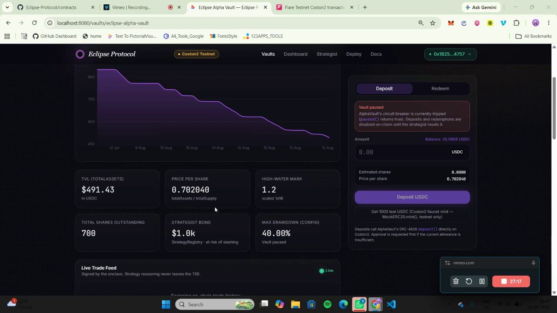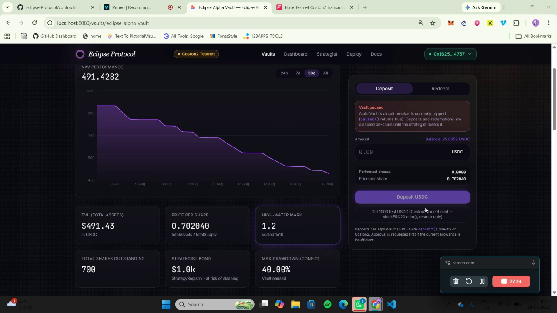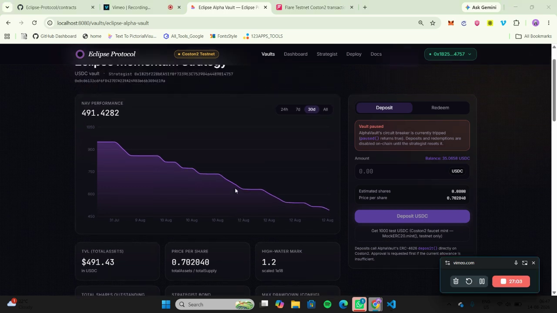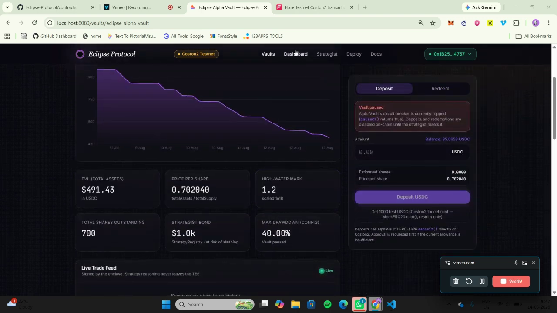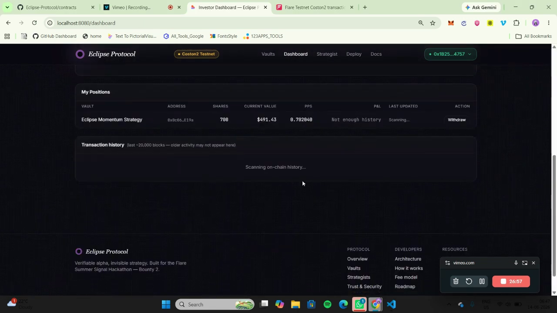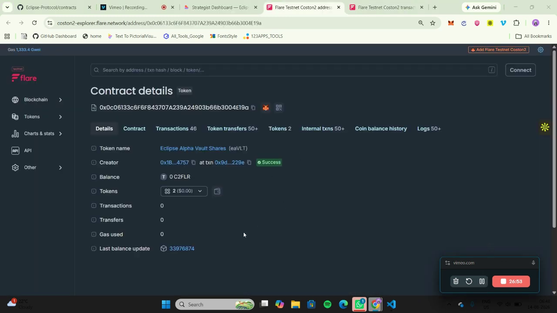The vault was already connected and it has 700 shares, so we can deposit and redeem around 700 shares. From the investor's perspective, the strategy is simple. They don't need to access the trading logic. They interact with the vault. We can visualize the vault here. They can withdraw as well. This was the Eclipse Alpha Vault shares.